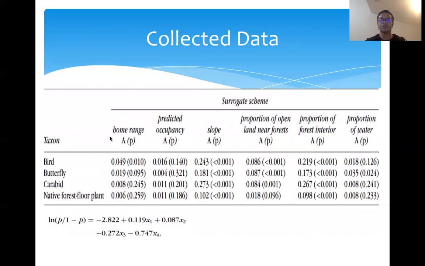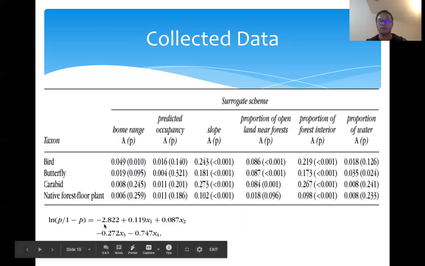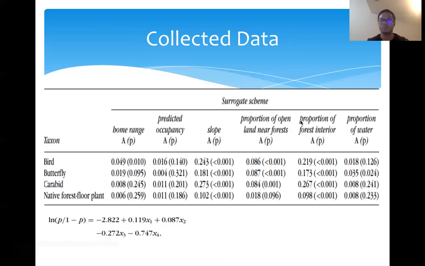So the home ranges was the control group that they originally took out, and that was based on the observation of the 4-year data collected on the radio telemetry of the goshawks. So they calculated that. With the predicted occupancy, they created a habitat model of this equation below, and X1 refers to proportion of open land near forest, X2 refers to the portion of forest interior, X3 proportion of water, and X4 is the slope. They were able to calculate predicted occupancy based on this formula.